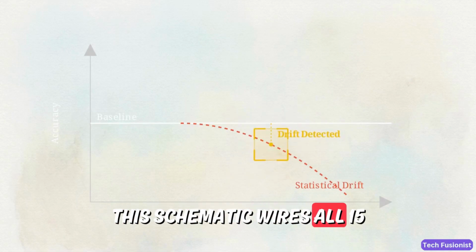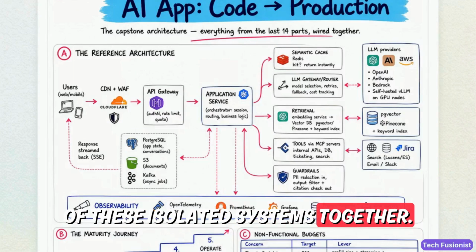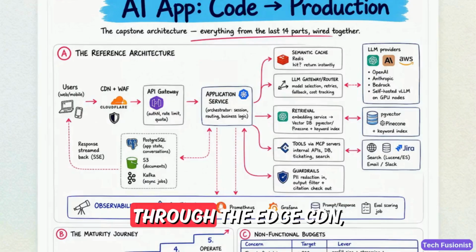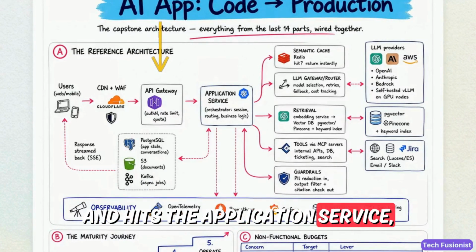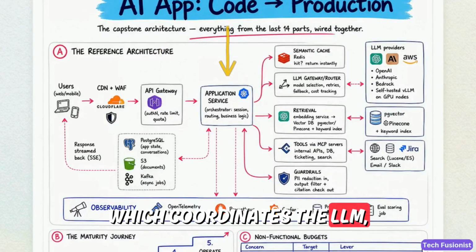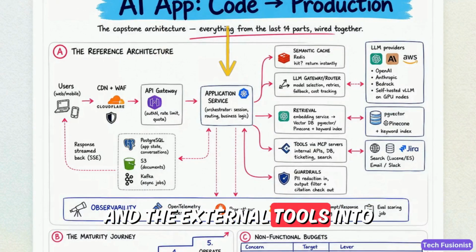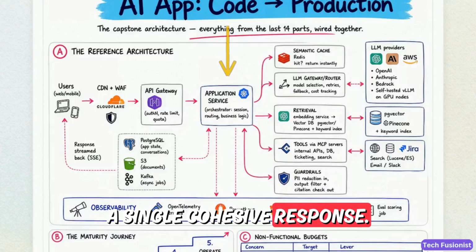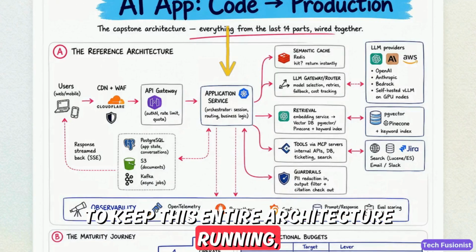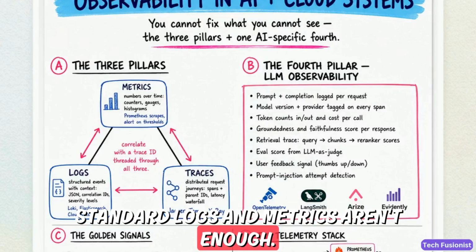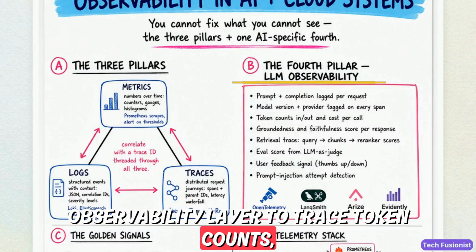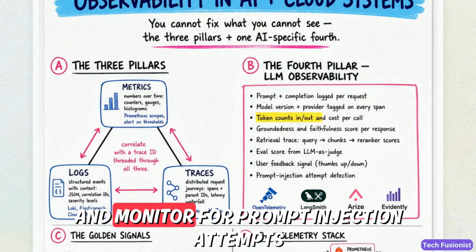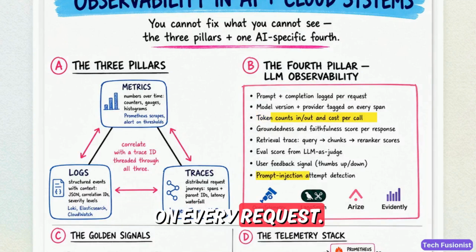This schematic wires all 15 of these isolated systems together. A user request moves through the edge CDN, clears the API gateway, and hits the application service, which coordinates the LLM, the vector database, and the external tools into a single cohesive response. To keep this entire architecture running, standard logs and metrics aren't enough. You have to implement an AI-specific observability layer to trace token counts, track cost per call, and monitor for prompt injection attempts on every request.